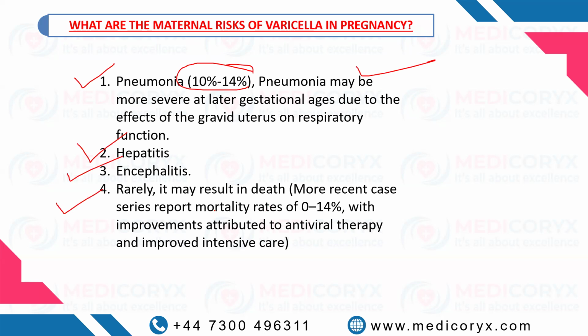So the more recent cases report a mortality rate of 0 to 14%, with improvements attributed to antiviral therapy and improved intensive care. I've been reading this guideline. It said that if a woman has had this pneumonia, it can end up taking the life of the woman. So that's why early institution of antiviral therapy is prudent for the prevention of such grave consequences.